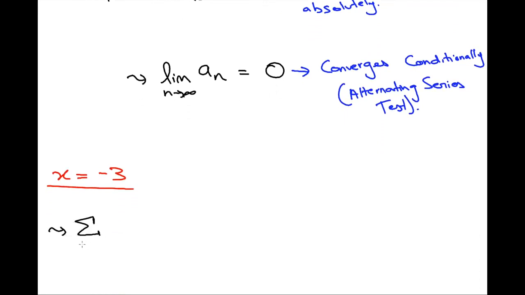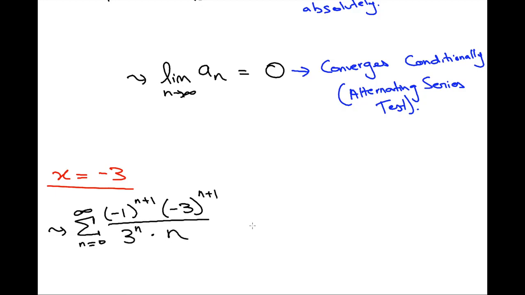the sum of negative 1 to the n plus 1 times, we have negative 3 this time to the n plus 1 over 3 to the n times n. Okay. And now notice that negative 3 to the n plus 1 is just negative 1 to the n plus 1 times 3 to the n plus 1. So we can rewrite that like that.